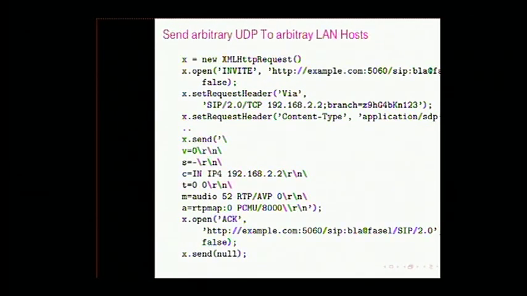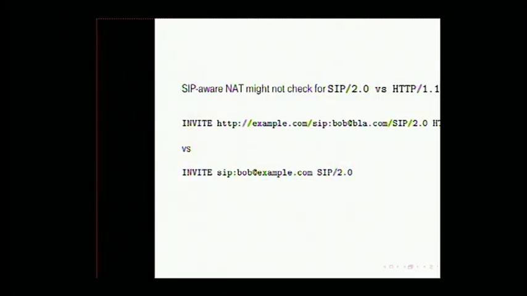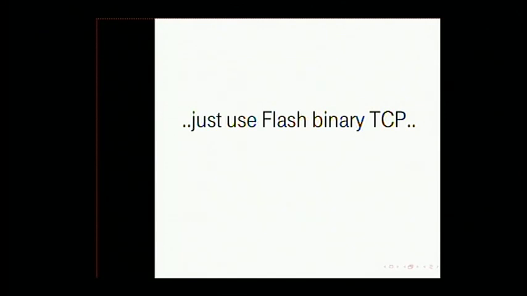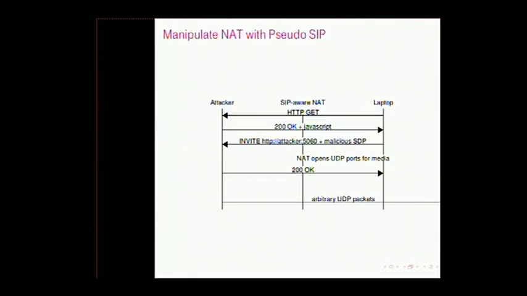And you can open ports with the codec line again, and you can send UDP traffic to any host. If this doesn't work because you have a smart firewall, you can always use Flash for this, because many NAT firewalls support TCP and SIP. This is the overview, how it works. The laptop in the LAN makes an HTTP GET, gets the JavaScript, and the SIP-aware NAT sees the invite, thinks it's SIP, and opens the ports. And you can send arbitrary packets into the LAN to arbitrary addresses.